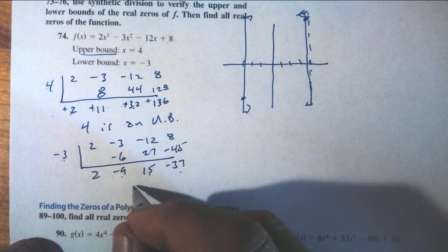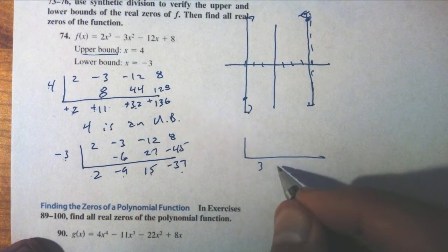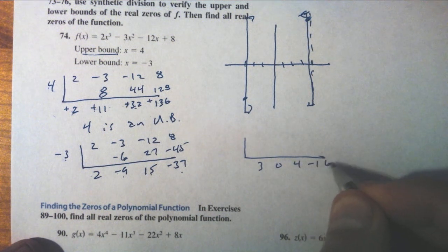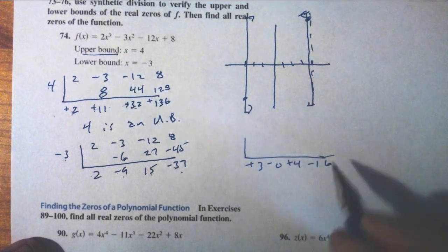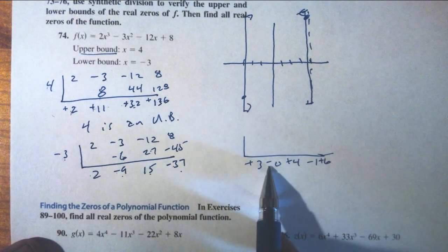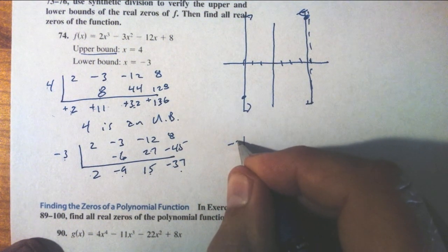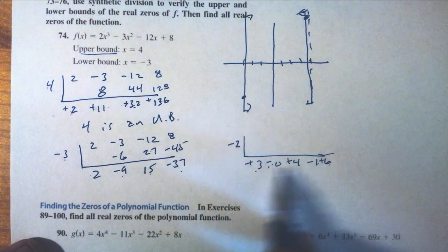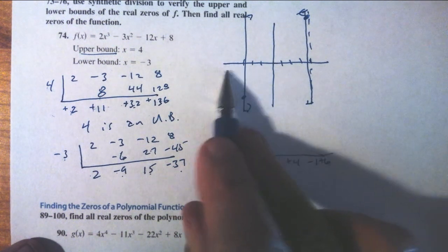Let's say we synthetically divided and we got something like this. Let's say I got 3, 0, 4, negative 1, 6. You can count that 0 as either positive or negative, whichever is convenient. So if I was synthetically dividing negative 2 through here and I got those results down here, then I could conclude negative 2 is a lower bound. There's no reason to search to the left of negative 2.